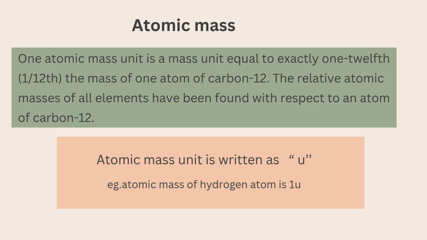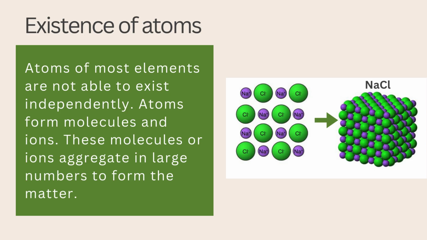Atomic mass. One atomic mass unit is the mass unit equal to exactly 1/12 the mass of a carbon-12 atom. The relative atomic mass of all the elements can be calculated by using the atomic mass of carbon-12. The atomic mass unit can be represented by u. Next one is existence of atoms. Atoms of most elements are not able to exist independently, so they try to form molecules or ions. These molecules or ions aggregate together in large numbers to form matter.